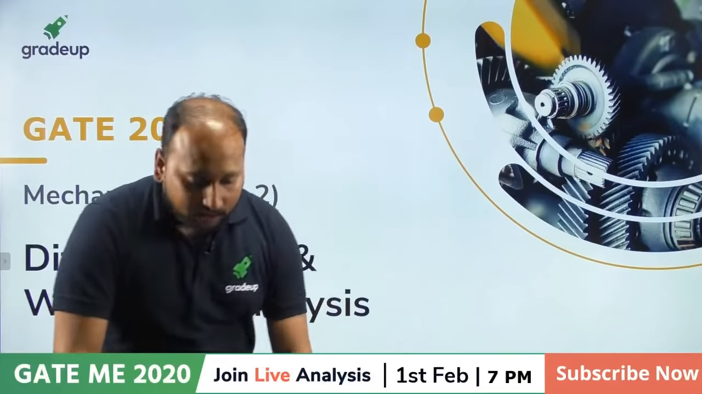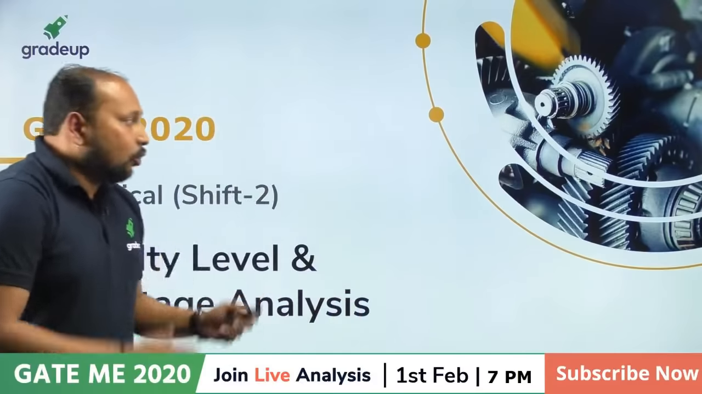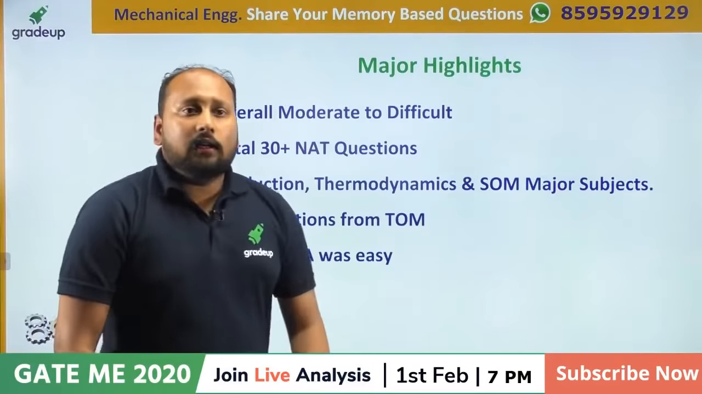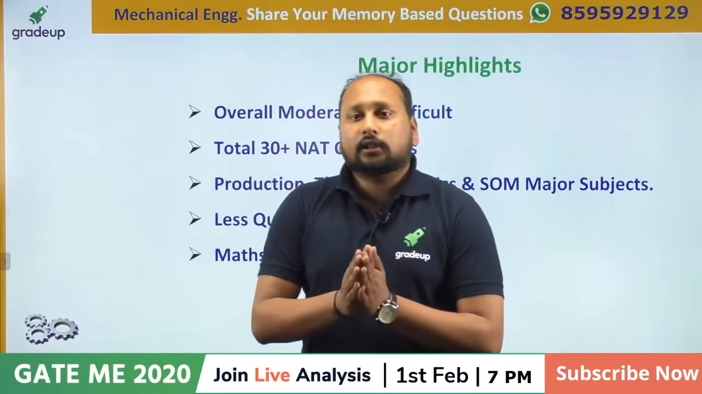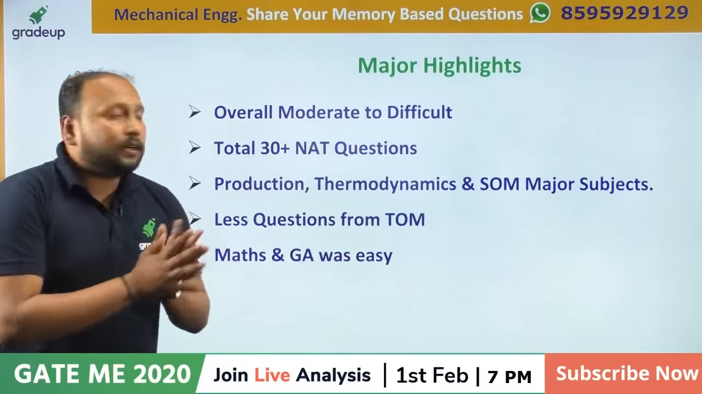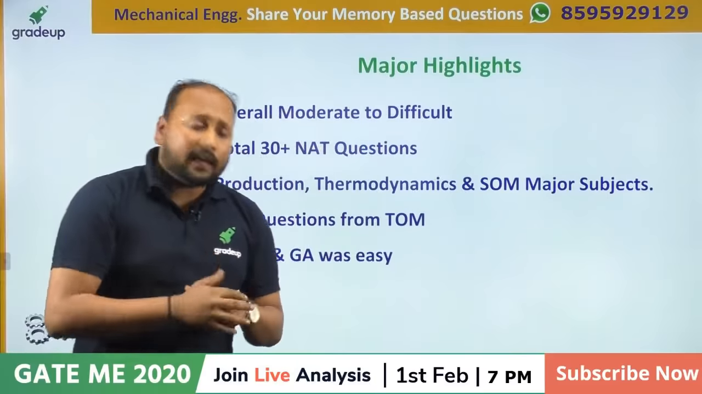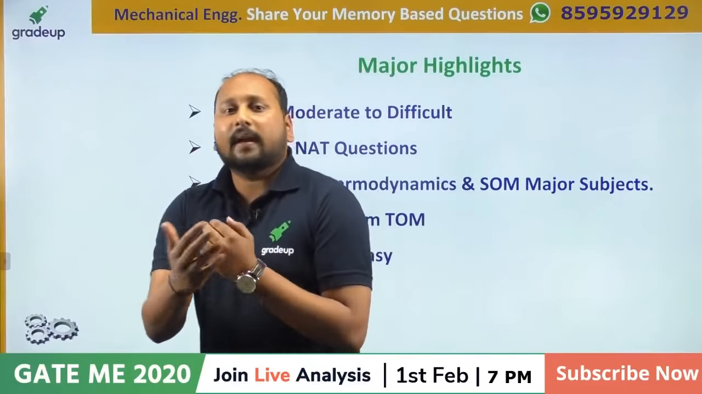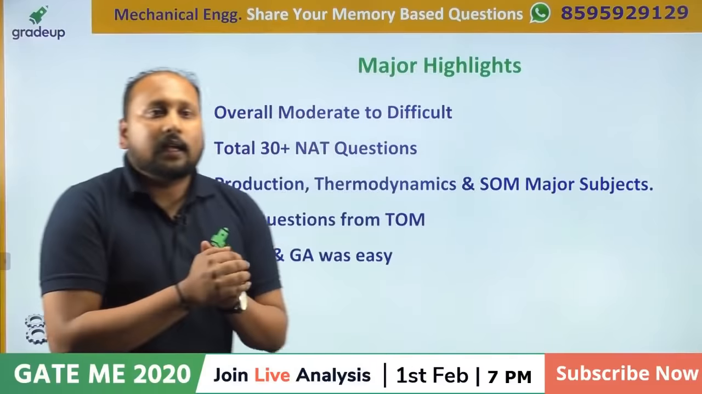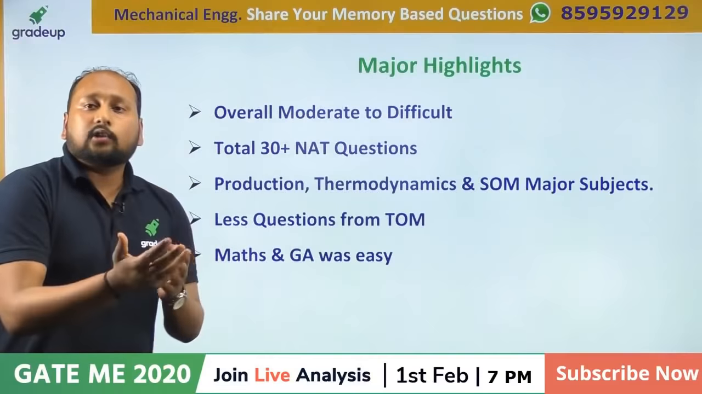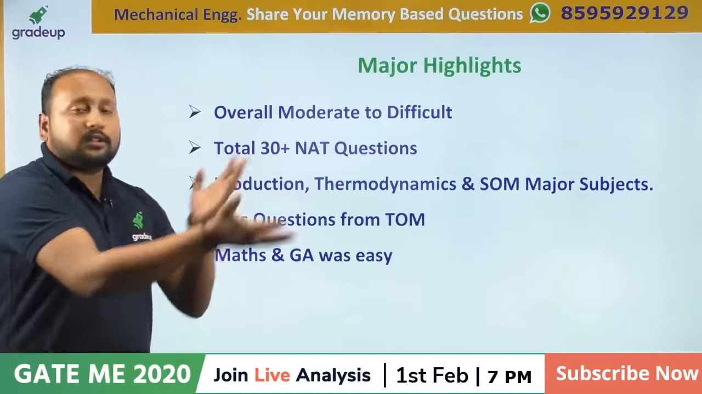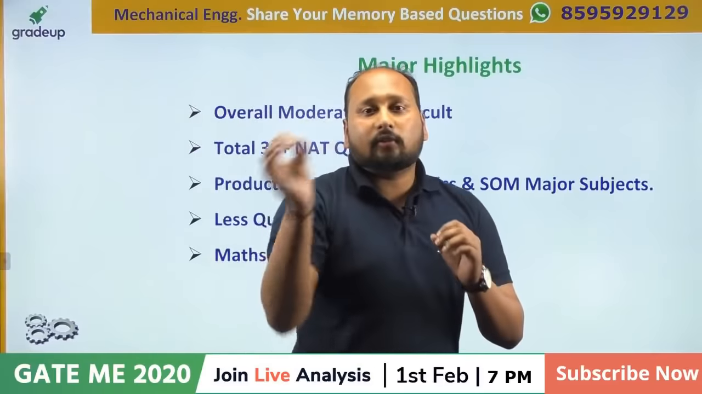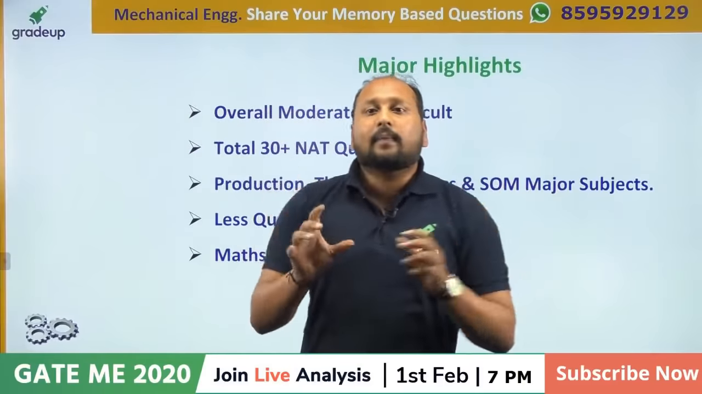So without wasting your time, let us quickly discuss what happened in Shift 2 of mechanical engineering. The overall paper was moderate to difficult. I request all of you to please share this with your friends so they can also benefit from this session. Those who are in Shift 1 can also see what happened in the Shift 2 paper, because it is very important. Both shifts should know about both papers, since normalizing will happen for both.